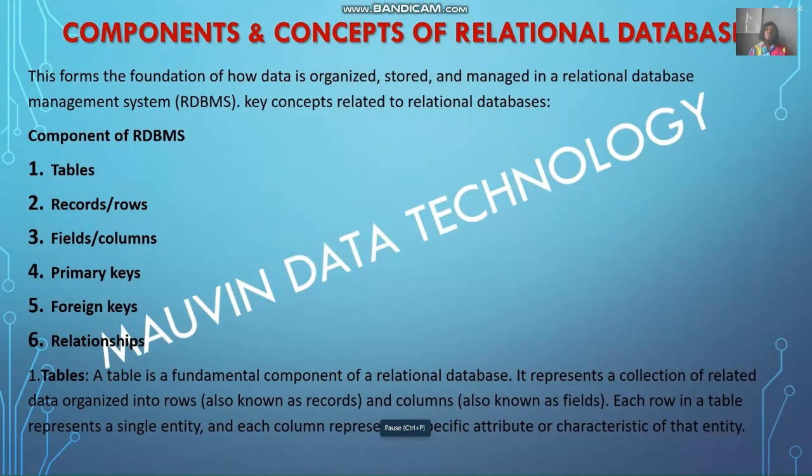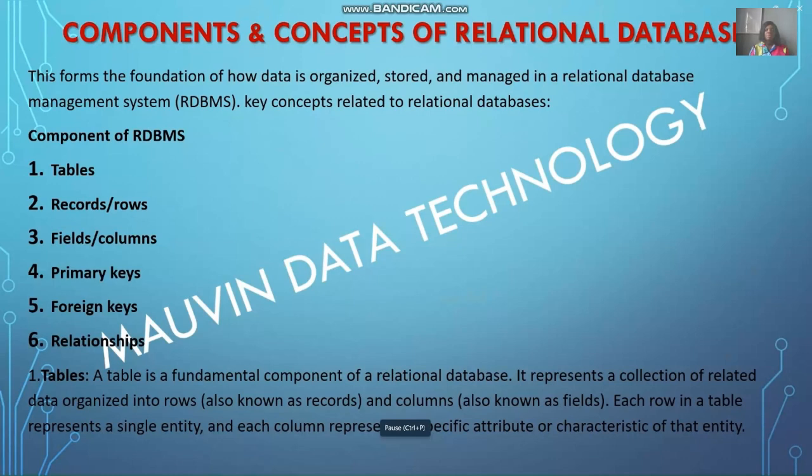Let's look at the components and concepts of a relational database. We are talking about the MySQL database now. The components include table, rows, columns, primary keys, foreign keys, and relationship. 6 components. Let's look into them one after the other.